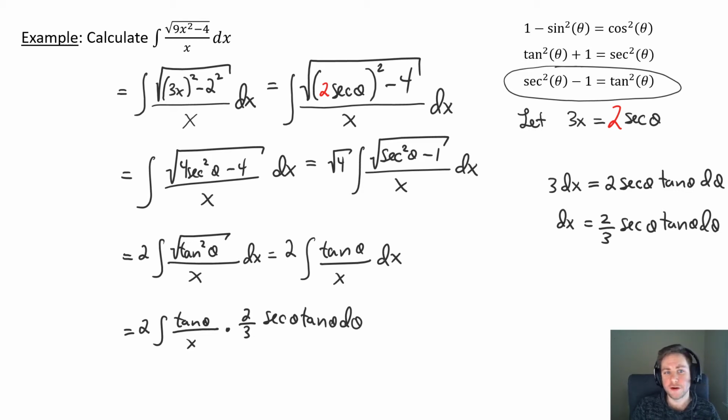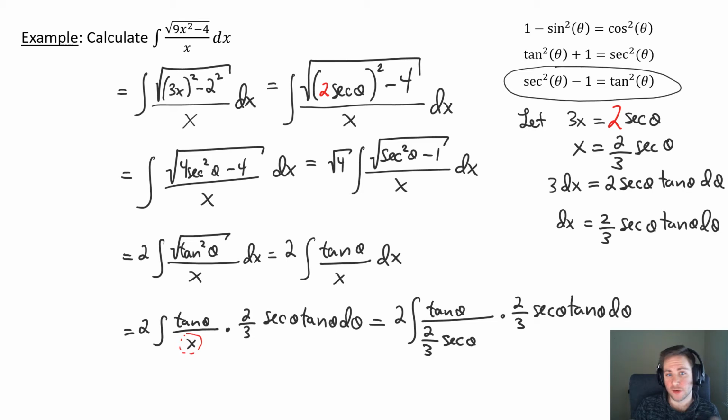So we're almost there, but we still have this x remaining in the denominator. That's no problem though. We can always go back to our substitution and figure out what x is equal to. With some basic algebra, we can see that x is 2/3 sec theta. And after plugging that in, we've gotten rid of all of our x's. So all that's left to do now is simplify and get our antiderivative. So start by canceling these terms, and then check that all we have left is 2 times the integral of tan squared of theta.